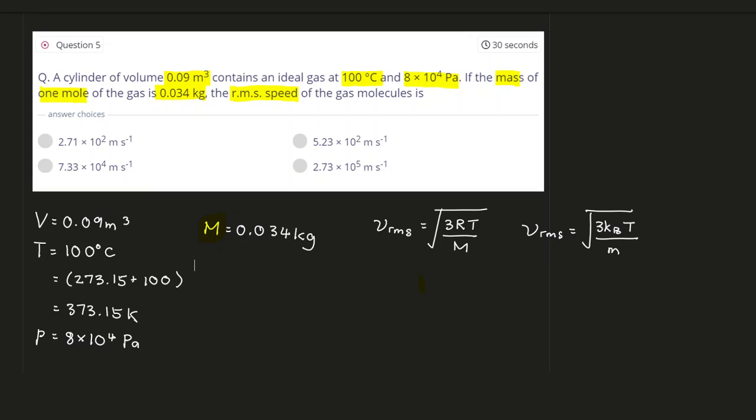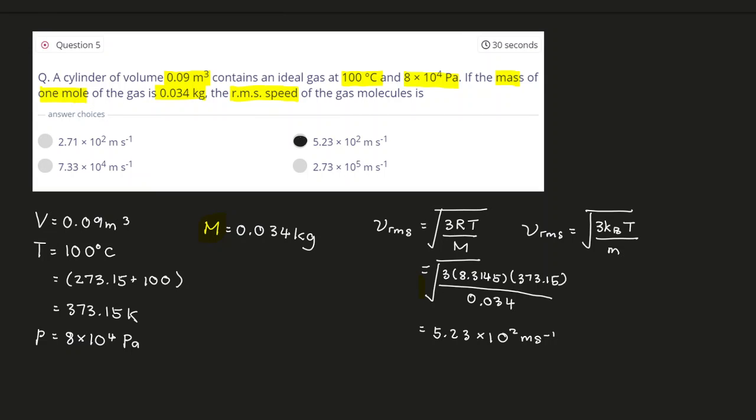So this will be more straightforward. So what can we do? It's just substitution. This question should be quite direct. So 3, R will be 8.3145. Then temperature should be 373.15. Then the molar mass should be 0.034 kg. Then if you calculate everything, your answer will be 5.23 times 10 to the power of 2 meter per second. Then your answer will straight away be this. Okay, so it's a rather straightforward question.